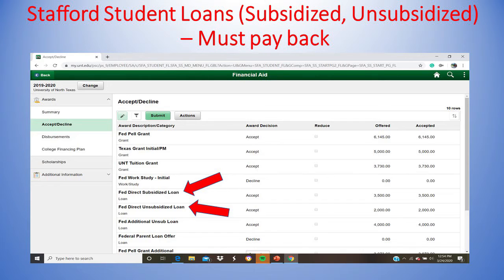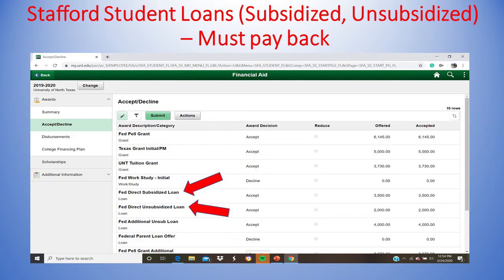Then you have your Stafford loans, which pretty much every student is going to be offered, and they're going to be separated between subsidized and unsubsidized based on that FAFSA and your financial need. It's going to have how much you're qualified for in subsidized money and unsubsidized. There's going to be two separate things. So say you wanted to only accept your subsidized loans, you can do that. Or if you want to do both, you can do that.